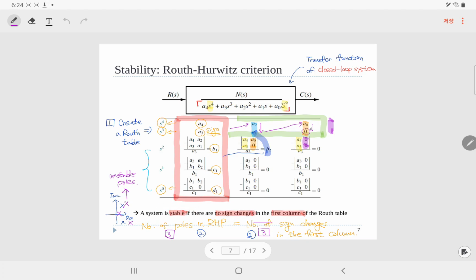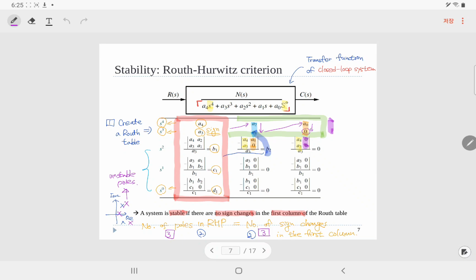그게 첫 번째 스테이트먼트입니다. 시스템이 스테이블하기 위해서는 루스 테이블의 퍼스트 컬럼을 봤을 때 모든 계수들의 부호가 플러스든 마이너스든 다 동일하기만 하면 그 시스템은 스테이블하다는 결론입니다. 지금 시스템이 스테이블한지 언스테이블한지를 결정 내릴 때 폴이 어디 있는지에 대한 얘기는 하지 않았어요. 그쵸? 단지 루스 테이블을 만들고 첫 번째 컬럼에 사인 체인지가 있는지만 보고 우리는 시스템이 스테이블한지 안 한지를 얘기했습니다.